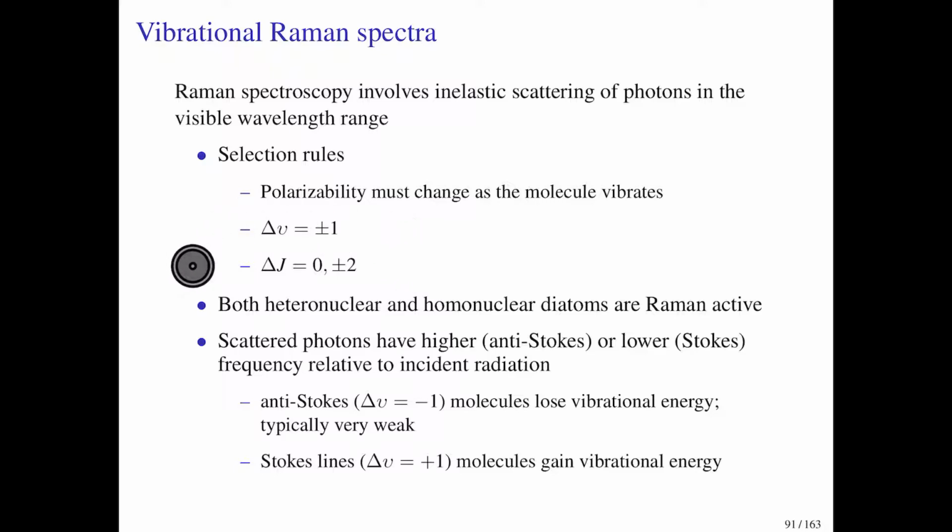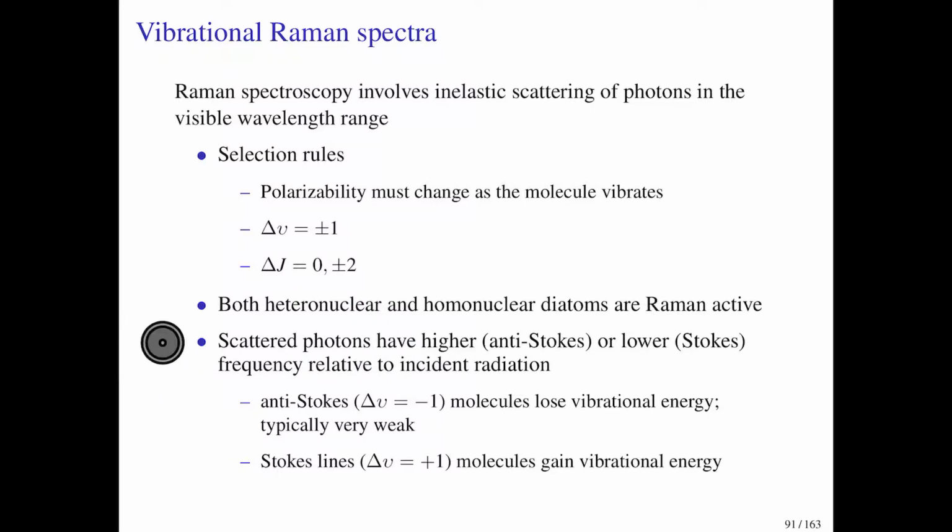But now we're applying it to rotational vibrational spectroscopies. As a consequence of the change in the gross selection rule, both heteronuclear and homonuclear diatoms are Raman active. So you can use vibrational Raman to study molecular oxygen, for example, or molecular nitrogen, whereas infrared absorption can only be applied to heteronuclear diatoms.